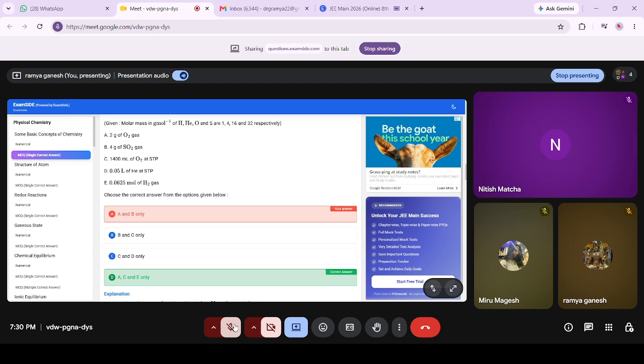Yes, ma'am. D correct, ma'am. Poli சாப்பிடு poli. Poli சாப்பிடுங்க.